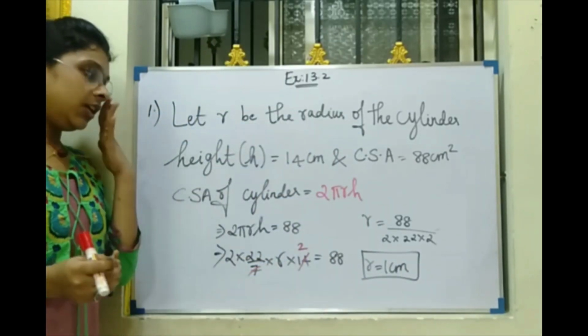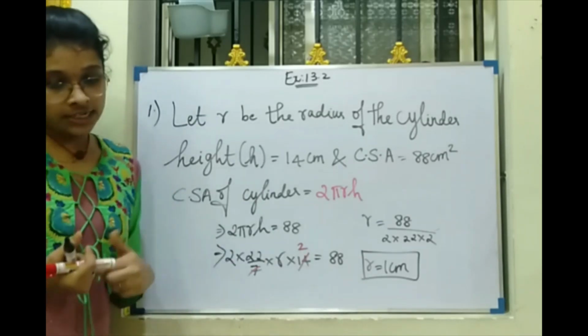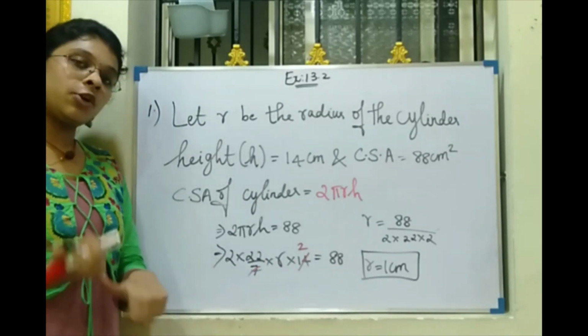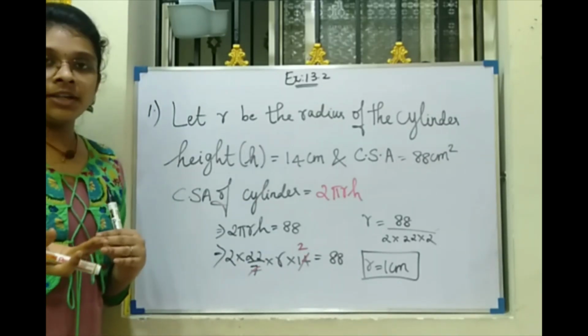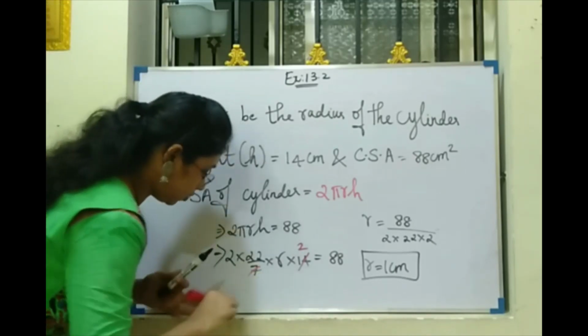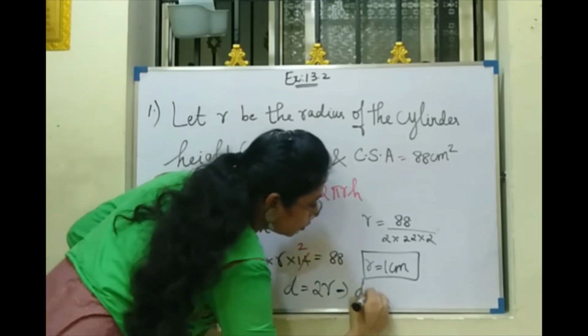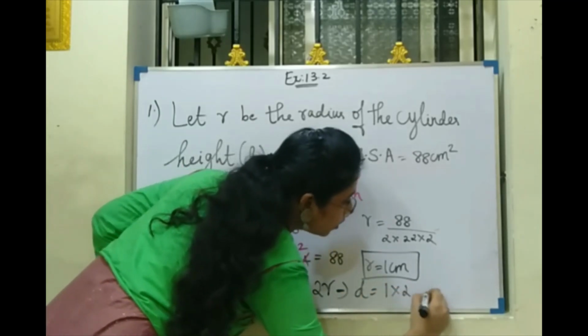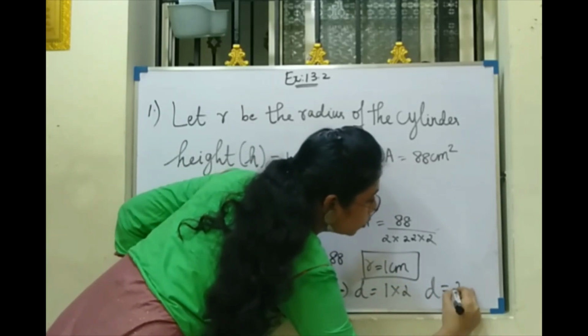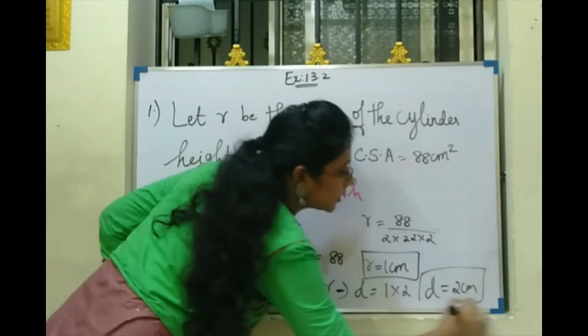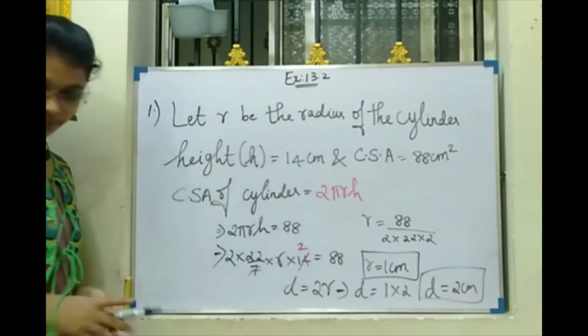Okay. We know the value of r. So the question is, we have to find the diameter of the cylinder. So what is diameter? 2 times of r. So d is equal to 2r, which is equal to 1 into 2, and d value will be 2 centimeter. So the diameter of the cylinder will be 2 centimeter.